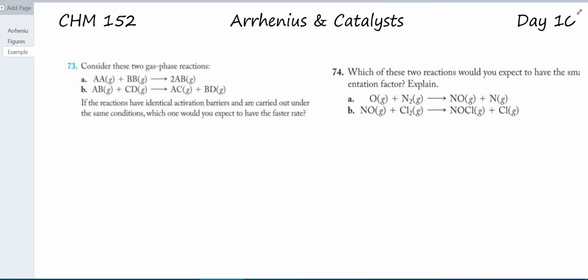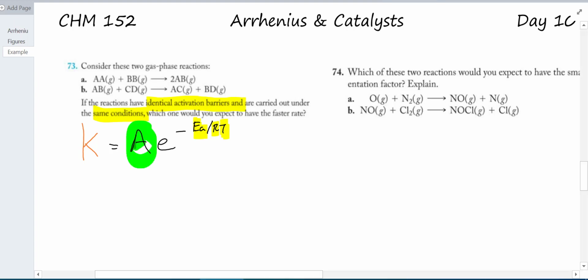Well, this goes back to the Arrhenius equation. K equals A e to the negative EA over RT, right? Same conditions, so T is the same. R is, of course, the same. Identical activation energy, right? EA is the same. Okay, which one would have a faster rate? Well, it comes down to this A, and basically comes down to the collision frequency, right?